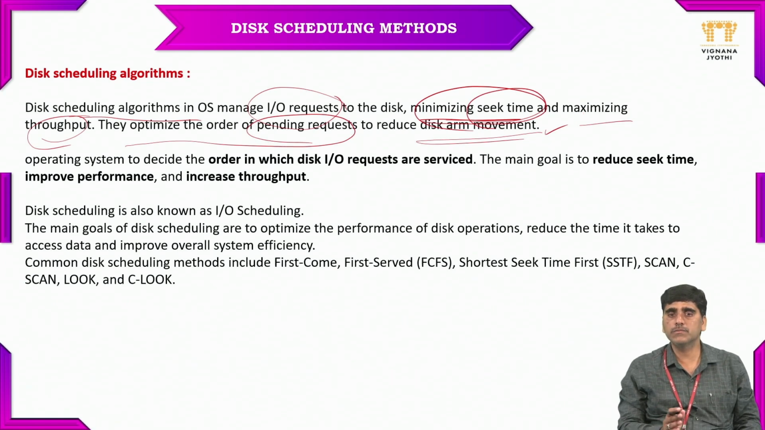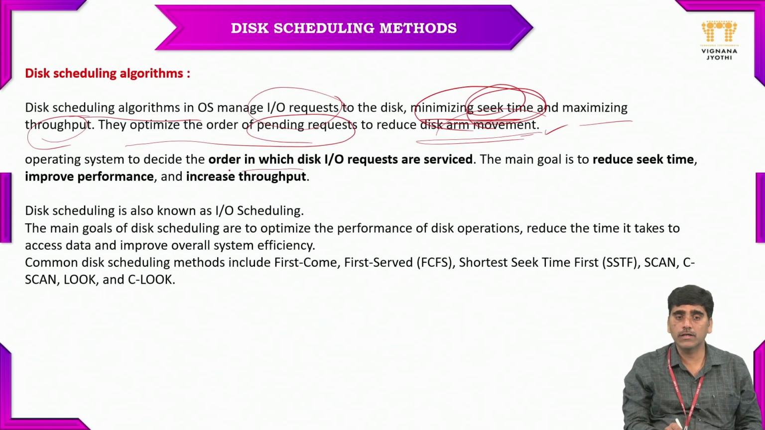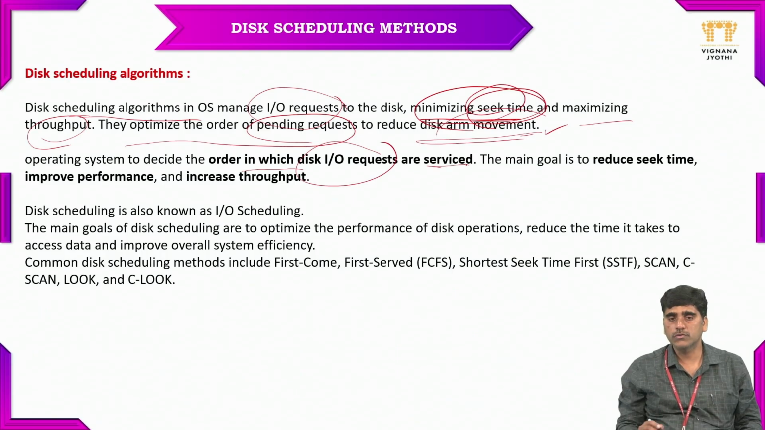Whenever the disk arm is moved to perform read and write operations, there may be some pending requests. To optimize all that, ordering the pending requests to reduce the disk arm movement is important. This disk arm movement is what determines the seek time. So we have to minimize the seek time and maximize the throughput through this process. The operating system decides the order in which disk IO requests, input/output requests, are serviced. It is always used to service the read or write operations.